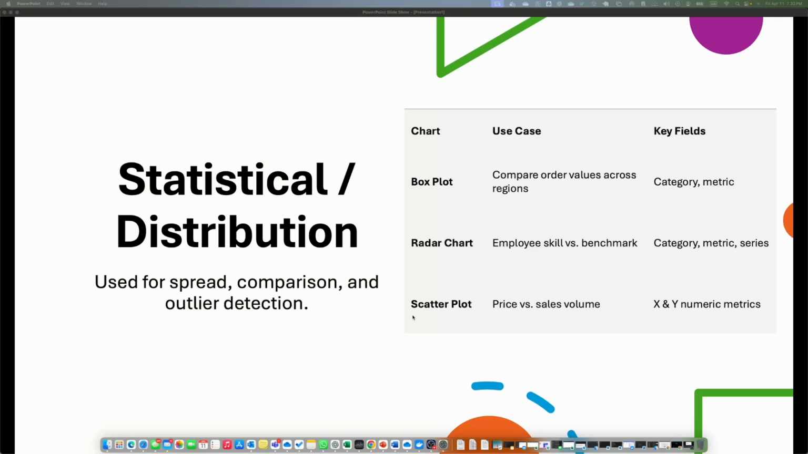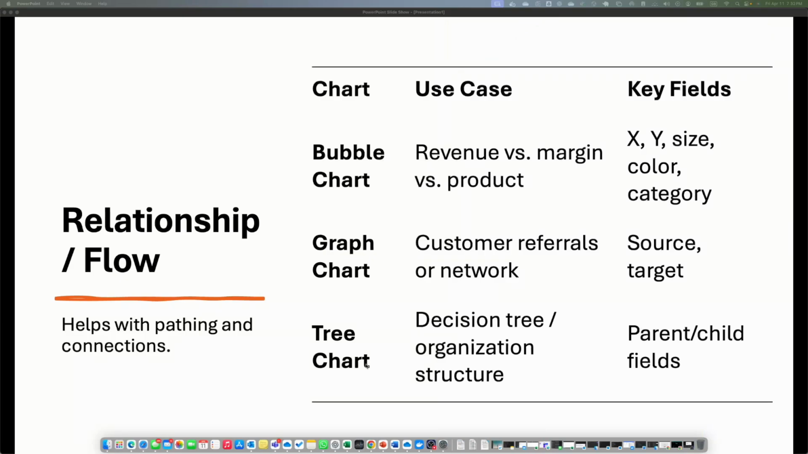So let's quickly have a look at how they look. So box, radar, and scatter. Okay, go back.